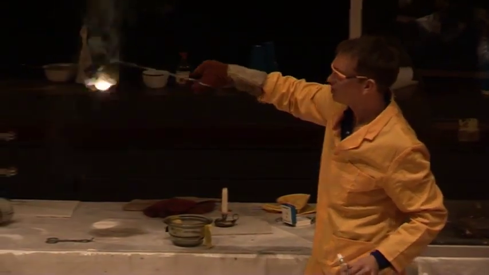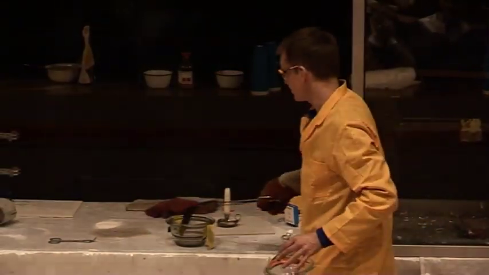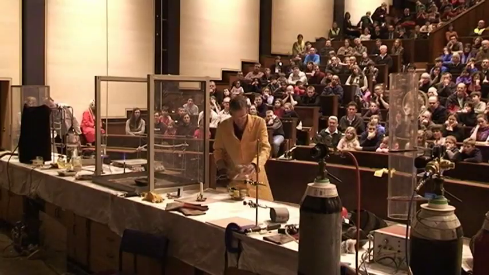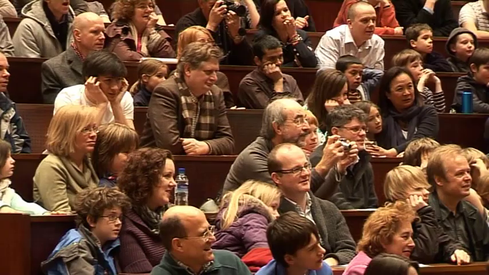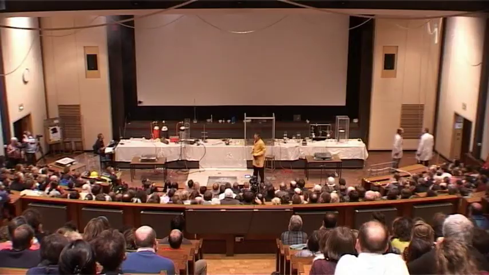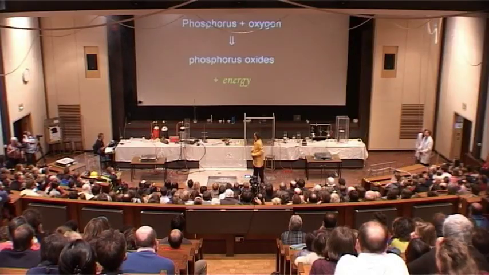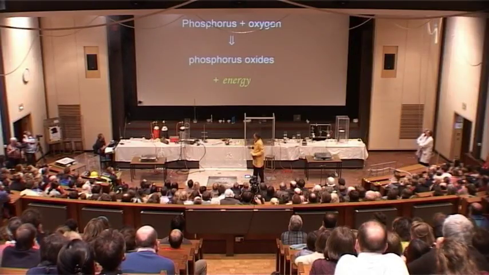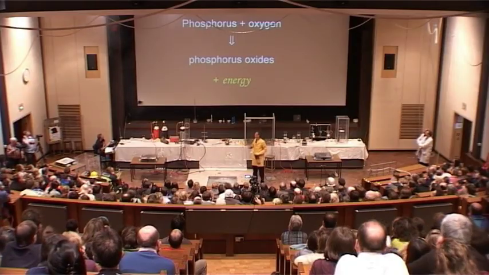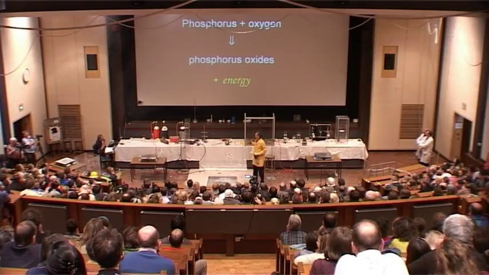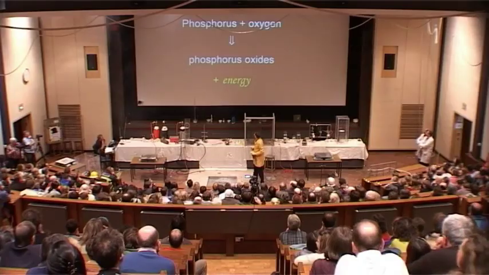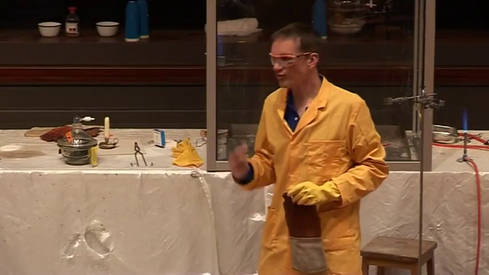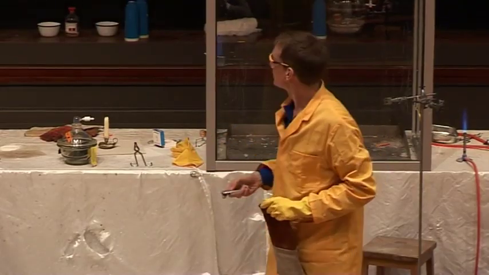There we are. So as soon as it came into contact with the air, it burst into flames. Good. So that was phosphorus reacting with air. And here's the chemical equation for this. We have phosphorus combining with the oxygen from the air to form, well, there are various phosphorus oxides that can be formed here, but again, releasing energy in the form of light and heat.